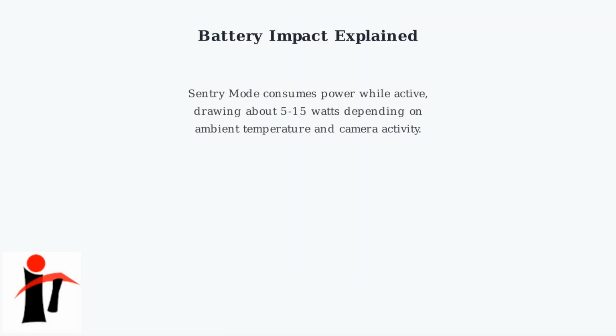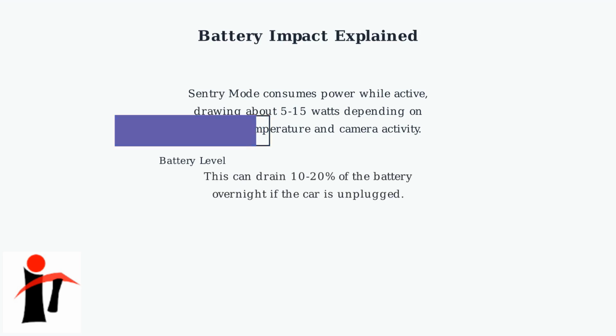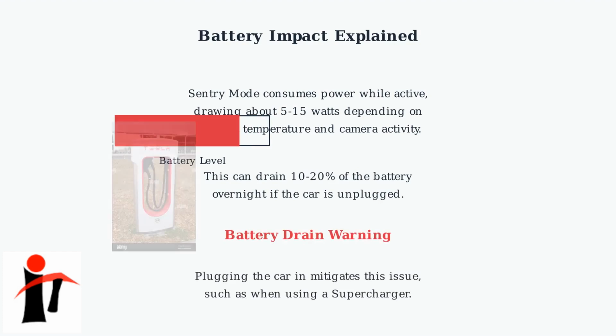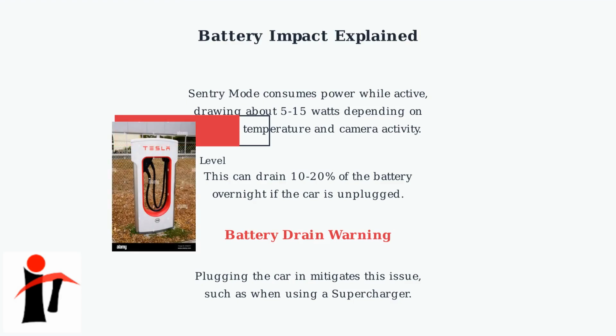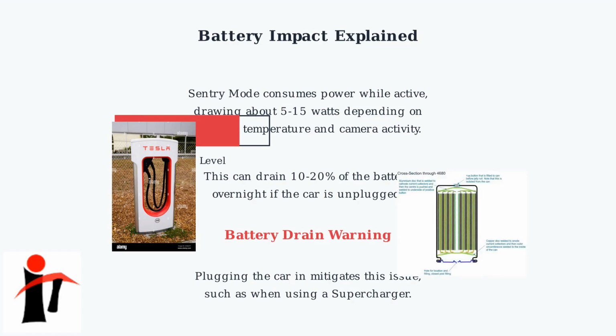Sentry Mode consumes power while active, drawing about 5 to 15 watts depending on ambient temperature and camera activity. This can drain 10 to 20% of the battery overnight if the car is unplugged. Plugging the car in mitigates this issue, such as when using a supercharger. Newer Tesla models with improved battery technology, like 4680 cells, have reduced the battery drain by around 25%. It's generally recommended to use Sentry Mode only when necessary to preserve range.